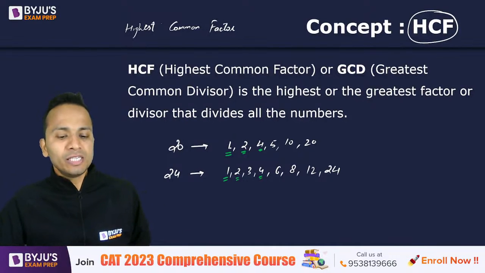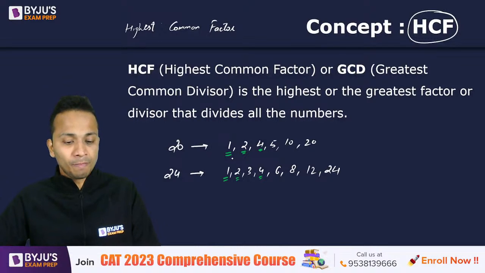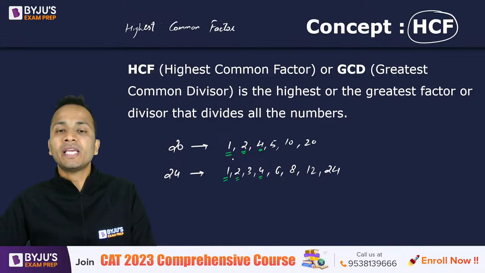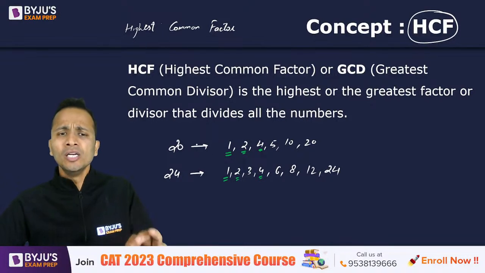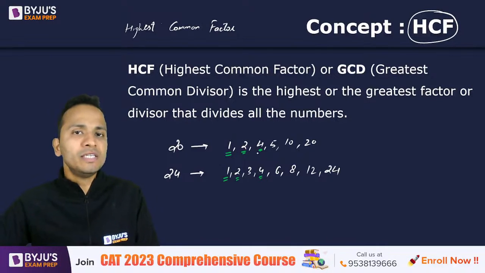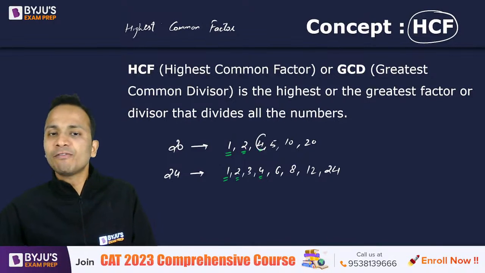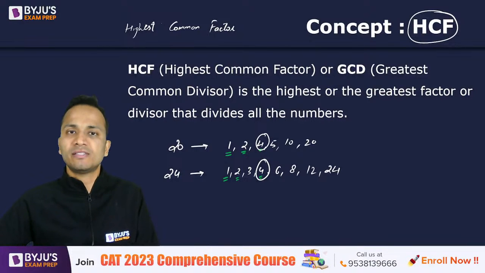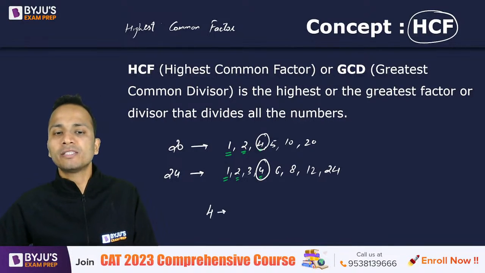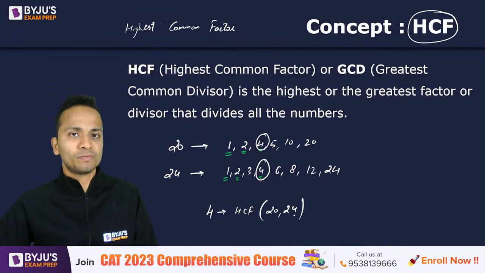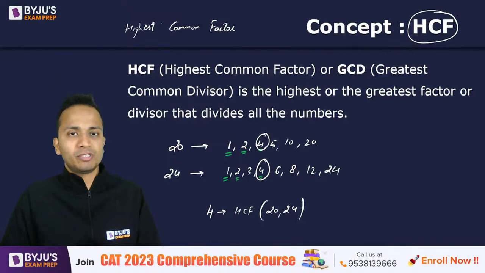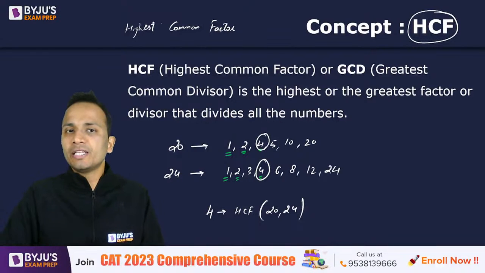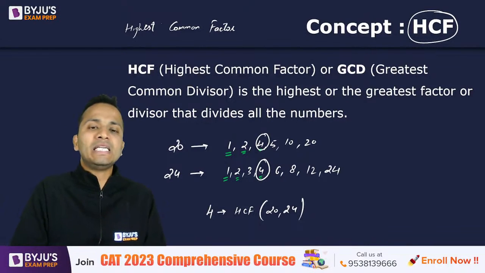Among these three common factors that I have written, we will not be taking negative factors. Negative factors will not be included here. So for 20 and 24, among the three common factors that I have marked, I can see that 4 is the highest. So I can say that 4 is the highest common factor of 20 and 24. 4 is the highest number that will completely divide both these numbers. There is no other number greater than 4 which will completely divide both the numbers.